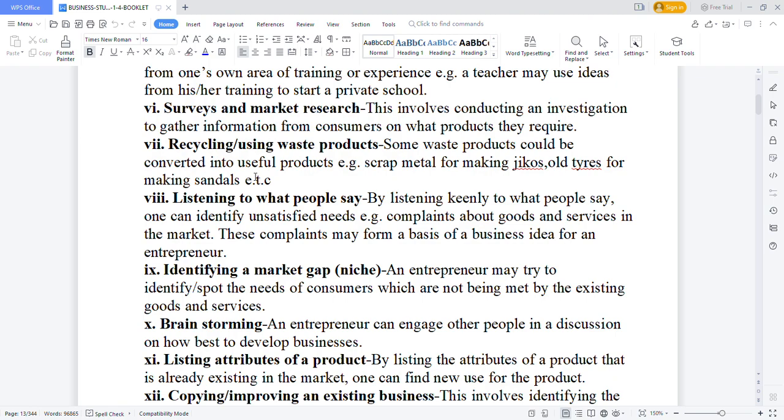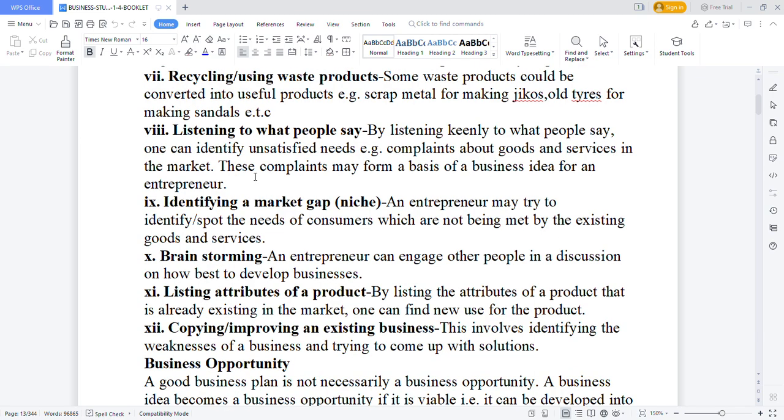You can also get business ideas from listening to what people say. By listening keenly to what people say, one can identify unsatisfied needs and complaints about goods and services in the market. These complaints may form the basis of a business idea for an entrepreneur.